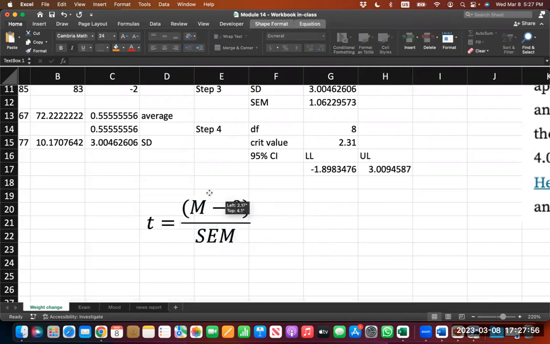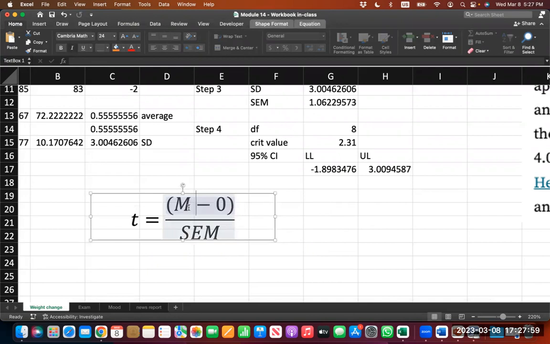So this is basically our mean difference.